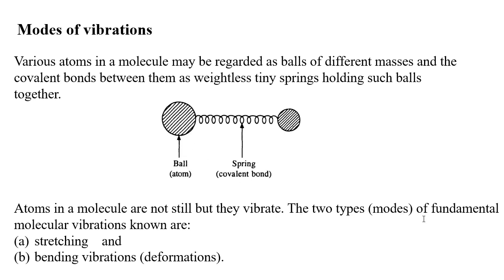The two types of fundamental molecular vibrations are stretching and bending vibrations. Stretching and bending vibrations are two fundamental modes of vibration undergone by atoms, which are regarded as balls connected with a weightless spring, and the spring is regarded as a covalent bond. Such a system may vibrate either by stretching or by bending, right?